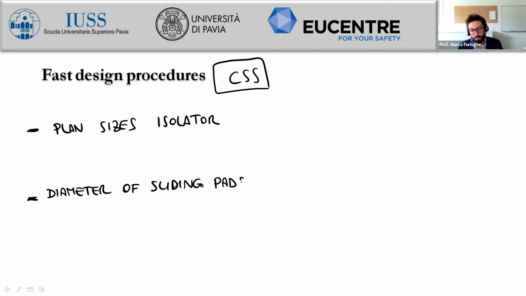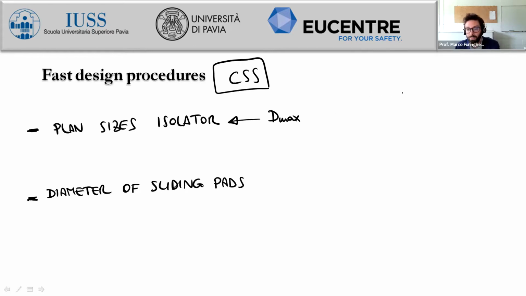Let's say pads, because we may have more than one. So what about them? They are obtained from two different parameters. The first one is the plane size of the whole isolator. This is strictly a function of the displacement demand, and simply because, again, it is also a function of the typology of device that we want to design.